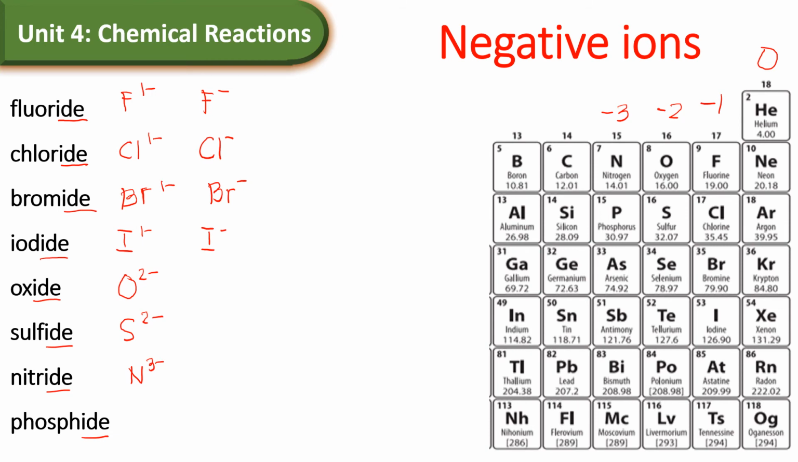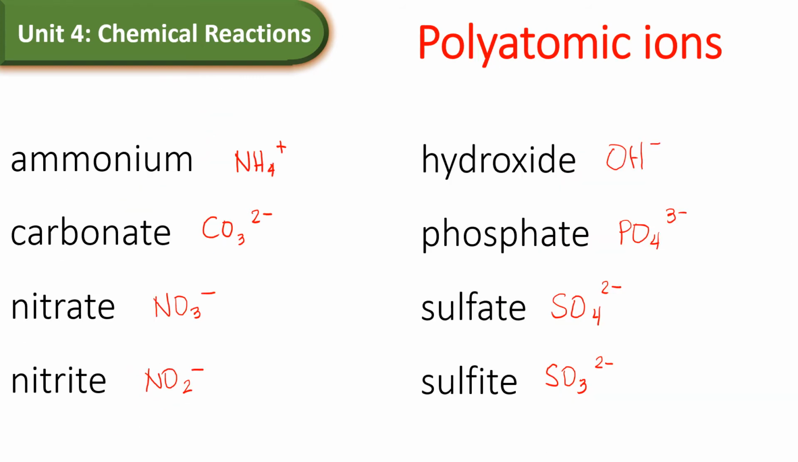And your phosphide, we have your P3 negative. So I want you to write this one in your notebook. Okay, for your polyatomic ions, I want you to write this one in your notebook.